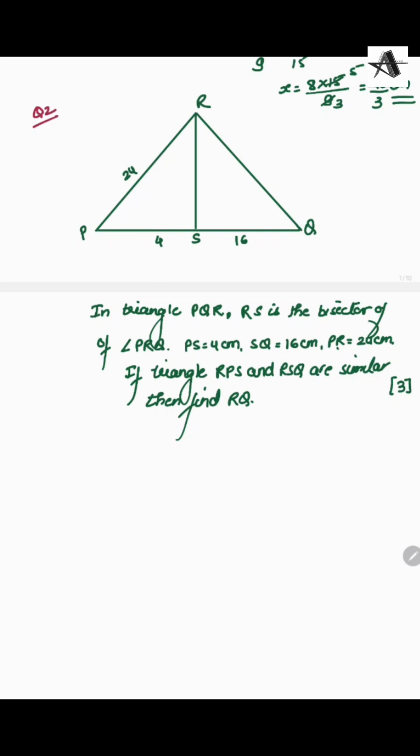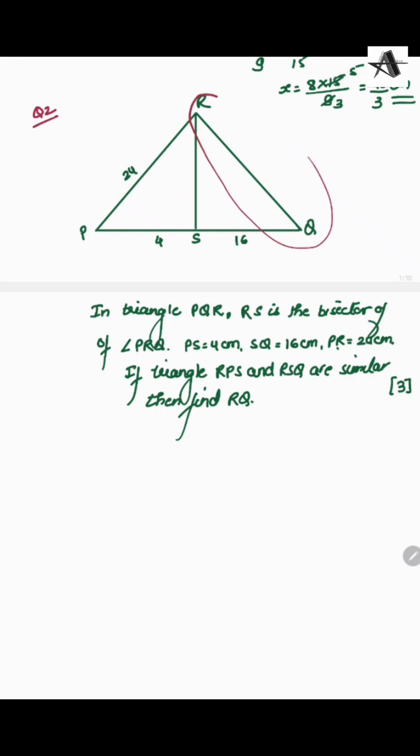Moving on to the next question. Here, there is a triangle given PRQ, which is then separated into two different triangles. It says in triangle PQR, that is the bigger triangle, RS is the bisector of angle PRQ. That means this angle is equal to this angle. Now PS is given as 4 centimeters, this value is 4 centimeters, this value is 16 centimeters, and PR, this one, is 24 centimeters. If triangles PRS, that means this triangle, and RSQ, that means this triangle, are both similar, then we have to find the value of RQ.